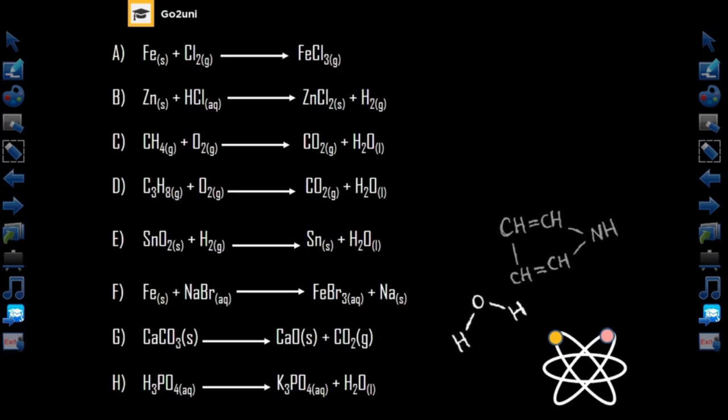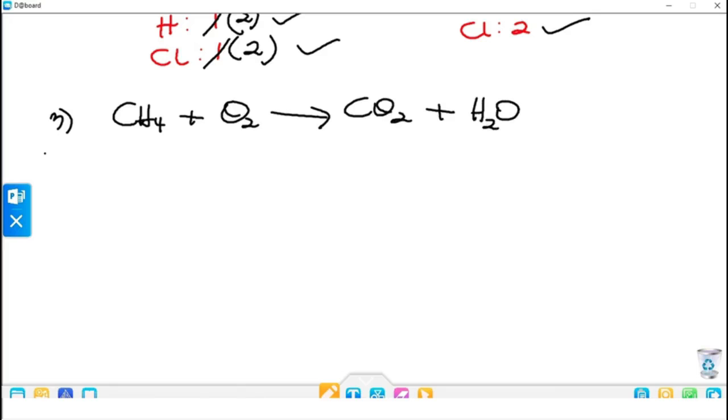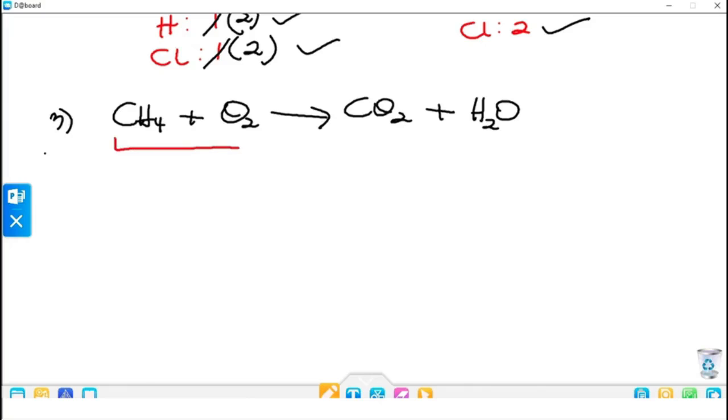So this is the third equation. Let us proceed to looking at how to balance that equation. We have CH4 plus O2 to give us CO2 plus H2O. So how do we go about balancing this equation? Like we have done in the previous examples, we're still going to do the same: itemize our elements at the left hand side.